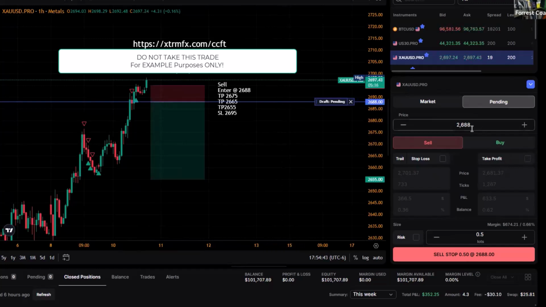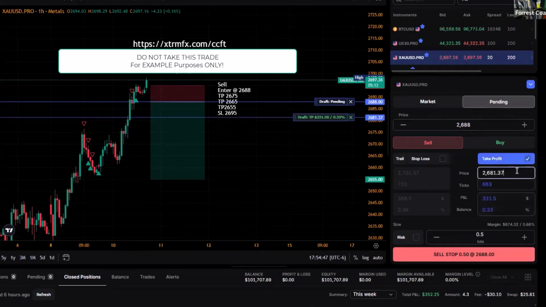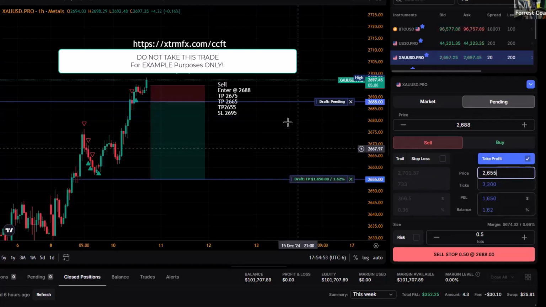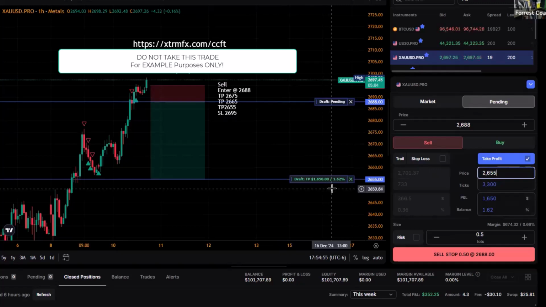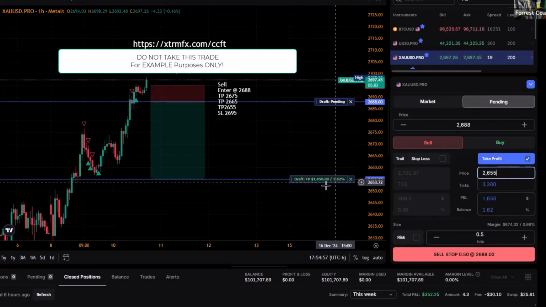So I'm going to come over here. I've got my entry and my pending order. I'm going to come over here to where it says take profit, and I'm going to enter in 26.55. 26.55 pops up down here on the bottom, and it's coming up at $1,650. Why is it coming up at $1,650? Because I've chosen half a lot size down here.